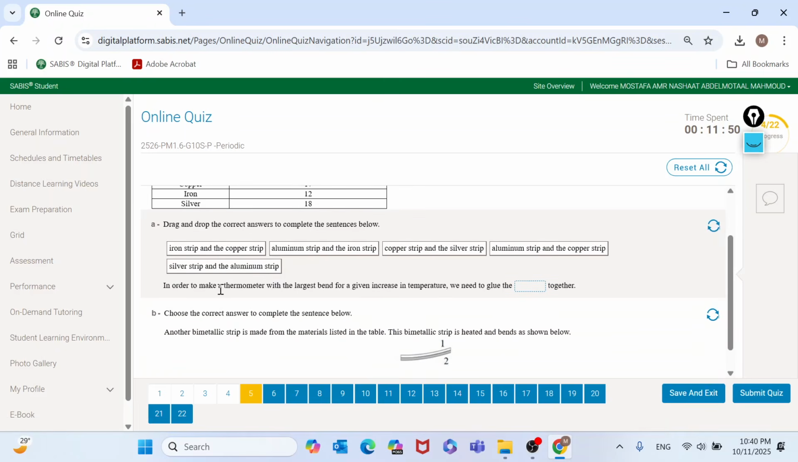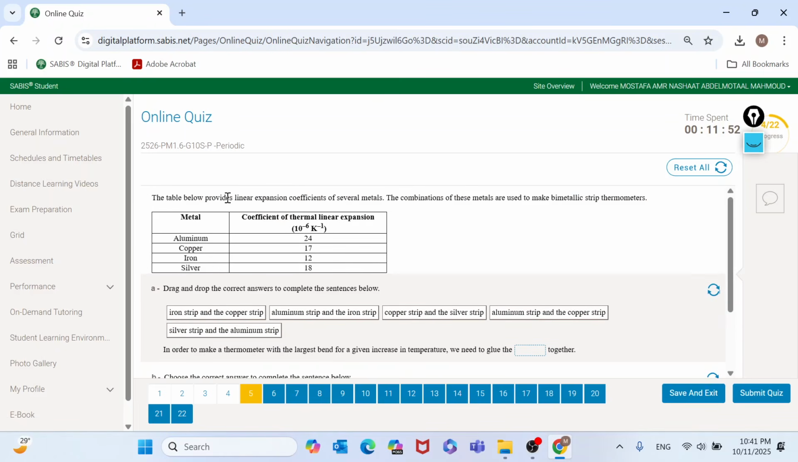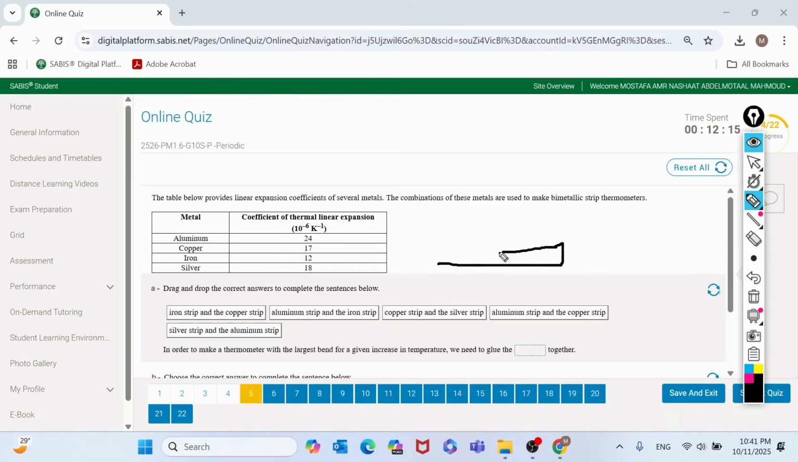Okay, let's just read the question. The table below provides linear expansion coefficients of several metals. The combinations of these metals are used to make bimetallic strip thermometers. In order to make a thermometer with the longest bend. Okay, guys, let me explain this. So here, let's say you have two metals. I'll use the black color for one metal, and then you have the blue color for another metal. At normal temperatures, they're the same.